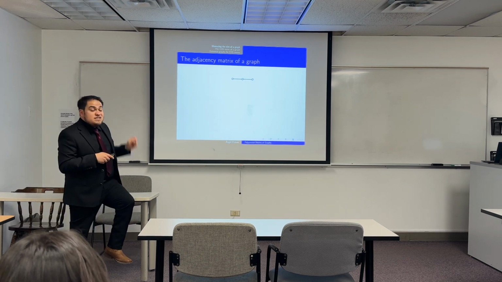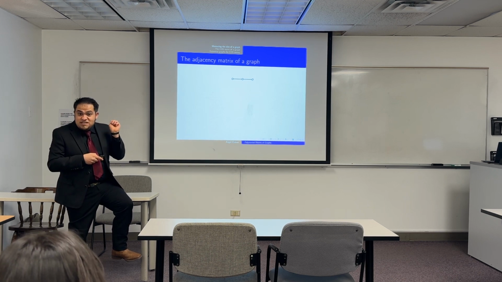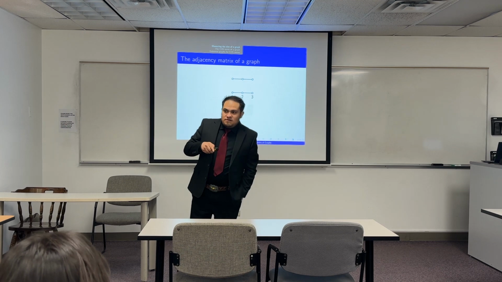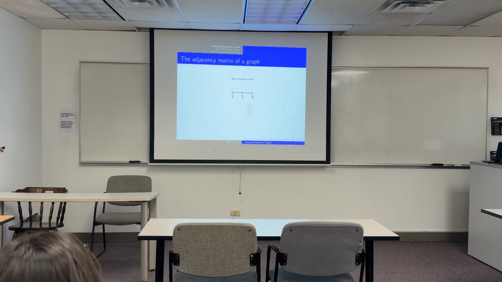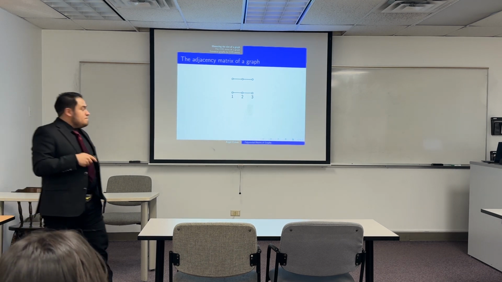Okay, so let's start with this example, this graph here. What's the order of this graph? It's 3 because I see 3 nodes. Now what I'm going to do is label the nodes any which way I want to. It doesn't matter how I order them. I could have chosen 2, 1, 3 or 3, 1, 2, it doesn't matter. I'm going to do 1, 2, 3.